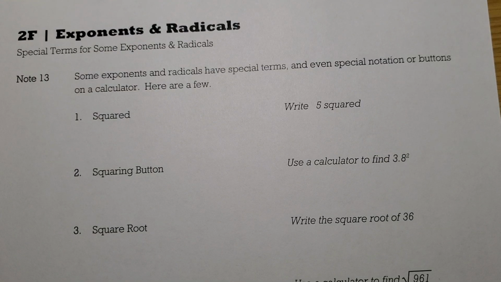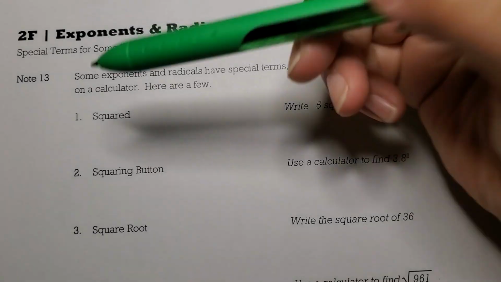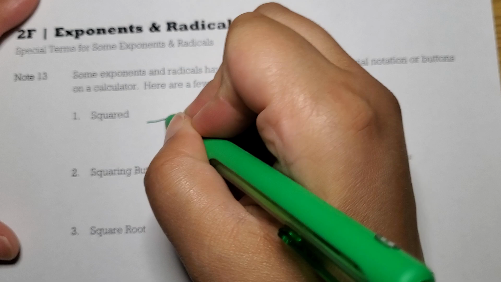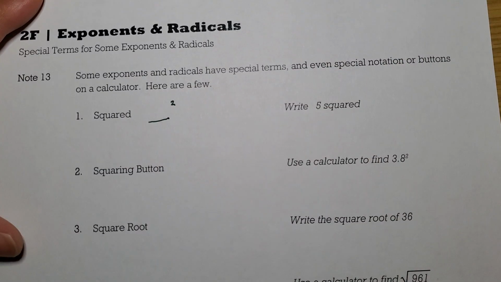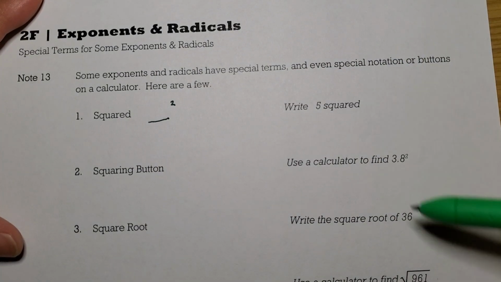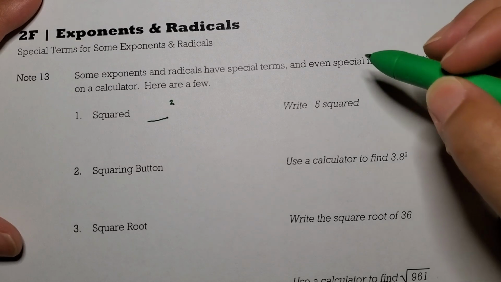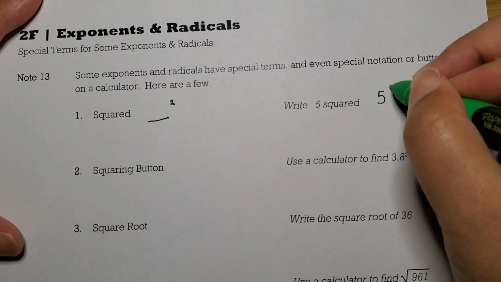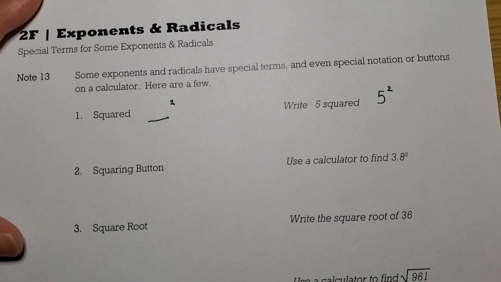So sometimes you might hear these words being used to reference certain radicals and exponential expressions. This first one is squared. Squared means something to the second power. I have a few illustrations off on the side here. If I want to write 5 squared, that means 5 to the second power.